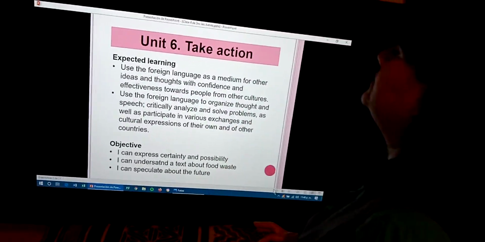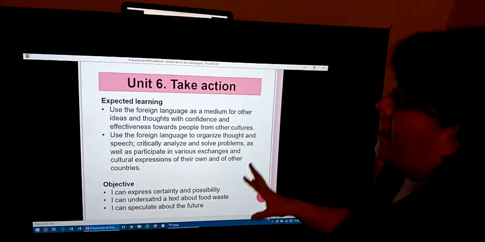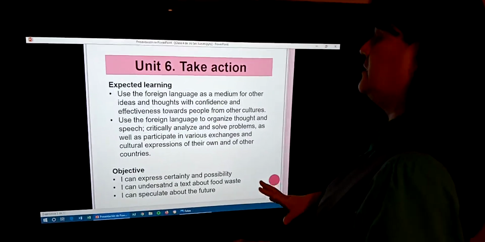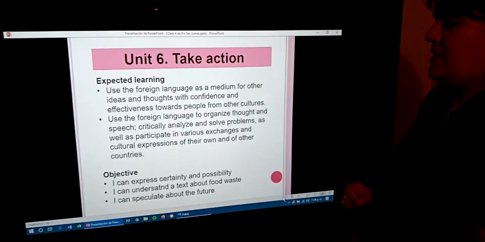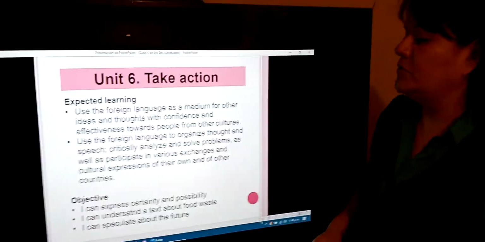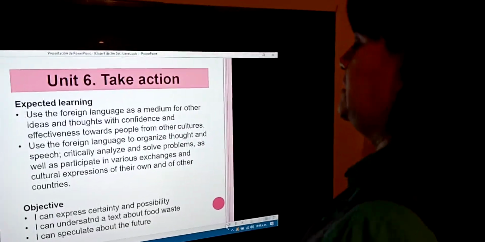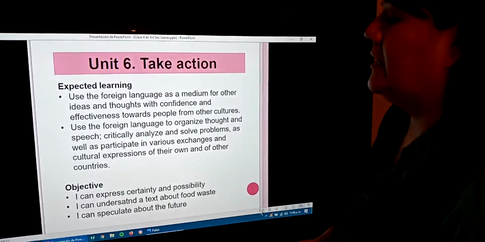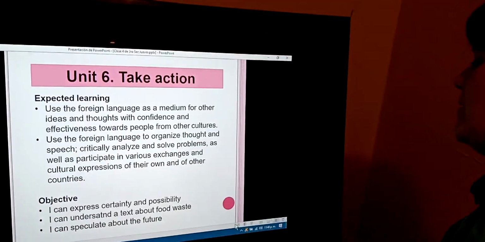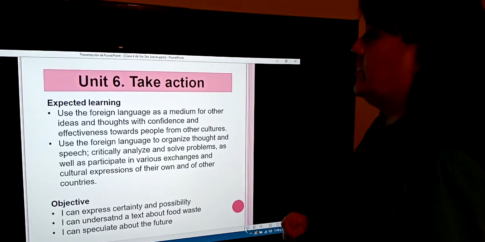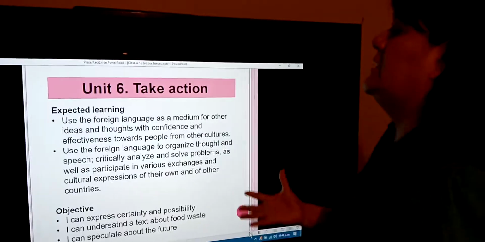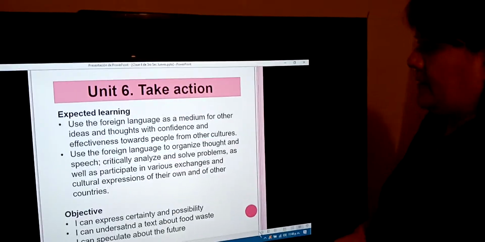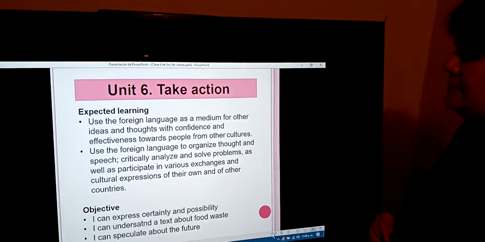Unit 6, Take Action, has objectives. The first objective is: I can express certainty and possibility. Number two is: I can understand a text about food waste. And number three is: I can talk about the future. Okay? Let's see what it is.